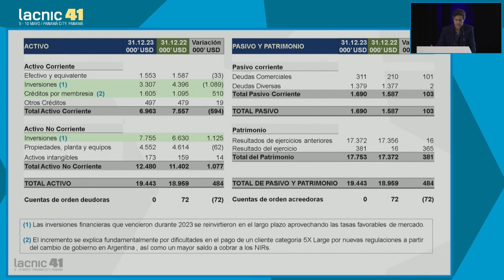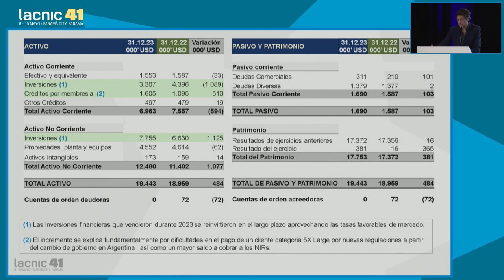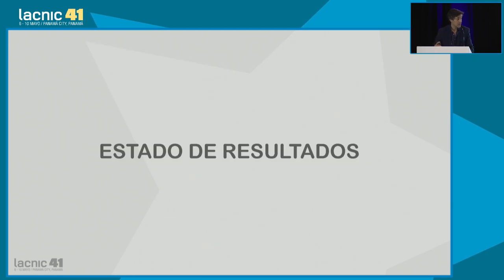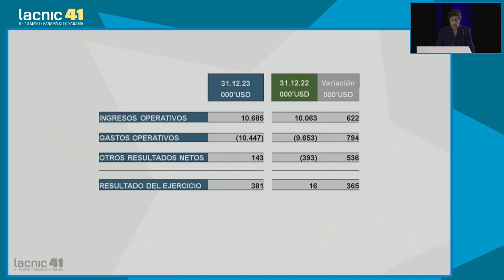In terms of liabilities, there's nothing in particular to highlight. The net equity increased slightly compared to the previous year. And this is mostly the result of the financial investments. These results, together with effective cost control measures, contributed to compensate the increase of the operational costs resulting from the dollar exchange rate in the country.